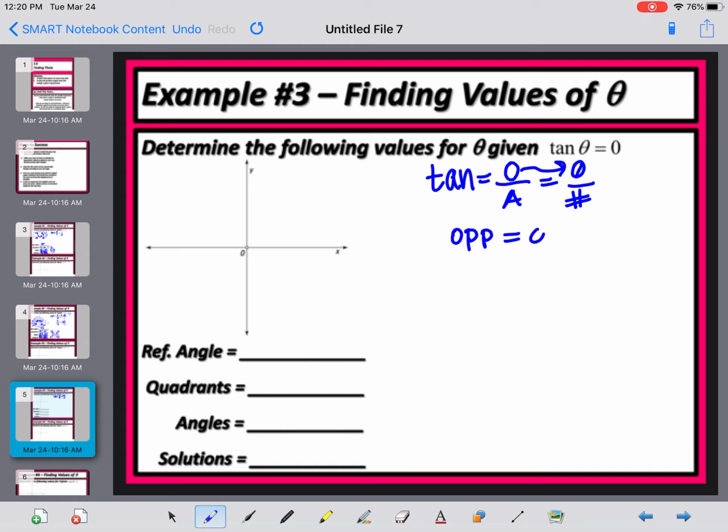So can opposite equal 0? And the answer is no. So when this happens, and I can't relate my ratio of opposite over adjacent to the exact value that they're giving me, this does not make sense. That means that whatever value is being given is not using a special right triangle, and instead it's a quadrantal.